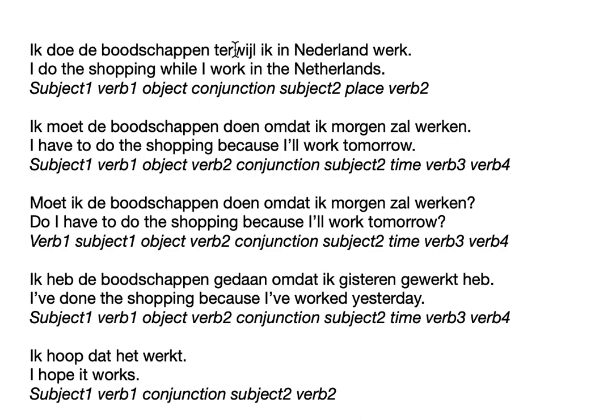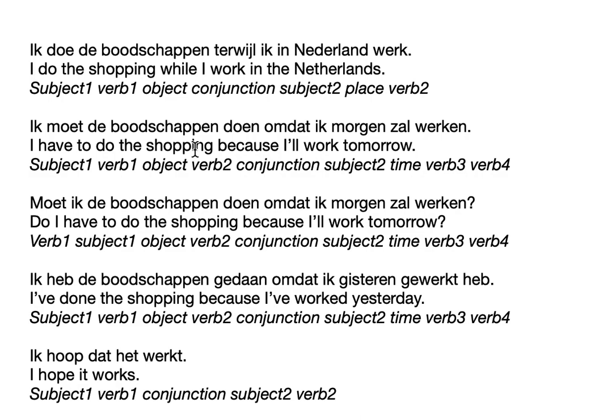Good. But now let's add the modal verbs to this sentence. I have to do the shopping because I'll work tomorrow. Aha. You have two modal verbs here. Moeten, or moet here, the conjugated modal verb, and zal. What effect does it have on the sentence? Ik moet de boodschappen doen. I have to do the shopping.